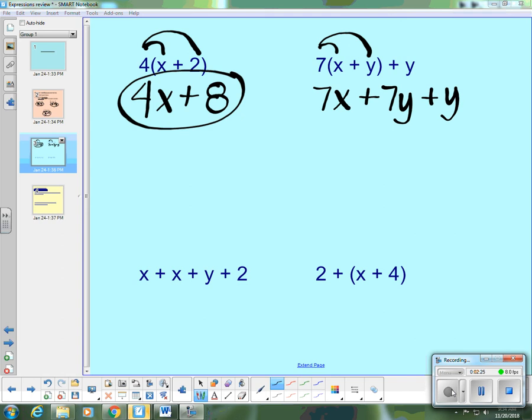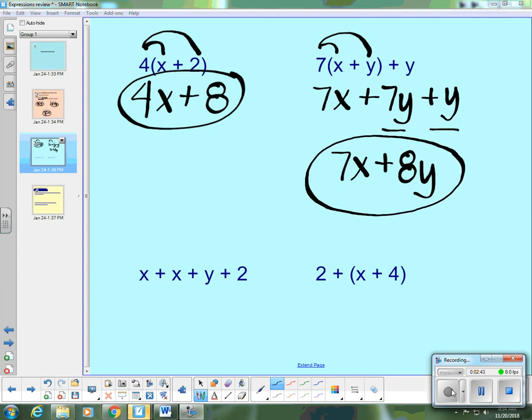So first step is get rid of parentheses. The second step is to combine like terms. Our like terms have the same variables, so 7y with another y. So I'm going to bring down 7x. 7y plus another y is 8y. I can't combine these two because they have different variables, so that's as simplified as it can get.